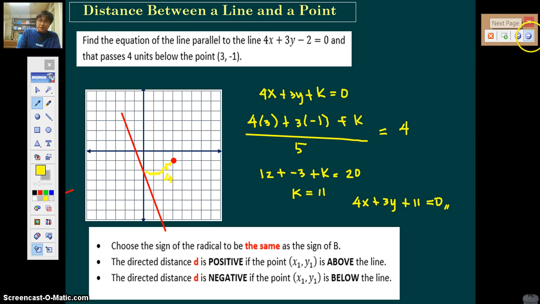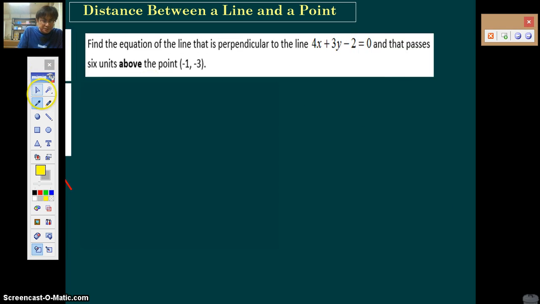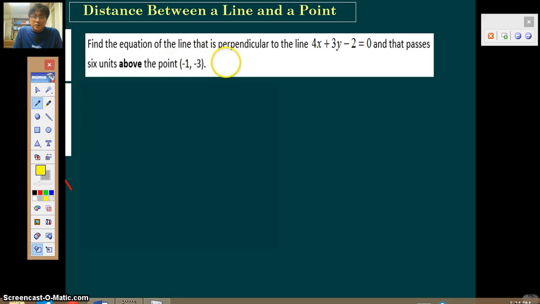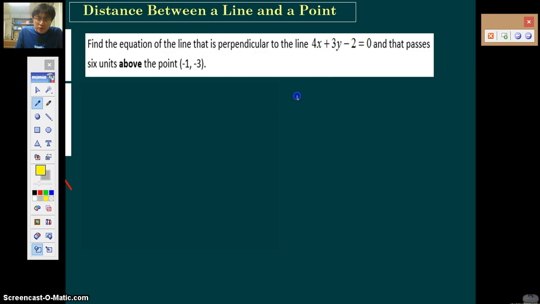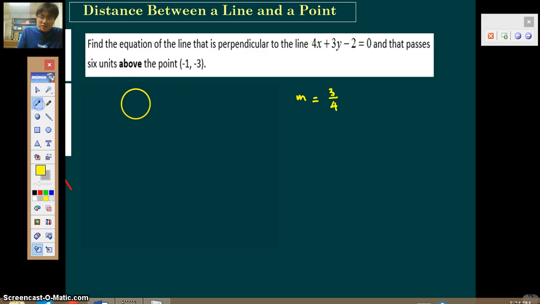Okay, now let's have one more example, one last example. Find the equation of the line that is perpendicular to the line and that passes 6 units above the point negative 1, negative 3. Now, this time, our line will have a slope of 3/4. Remember, perpendicular lines have negative reciprocal slopes. So if the slope of this line is negative 4, then our line has a slope of 3/4.